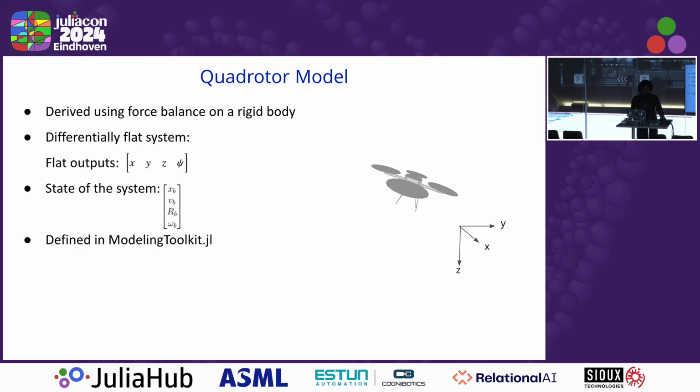I'll start off with a bit of a recap on my talk last year. The quad model is derived using force balance on a rigid body, and the quadrotor is a differentially flat system with flat outputs as the position in space, x, y, z, and the heading psi. So we use the position, velocity, rotation matrix, and the angular velocity to describe the state of our quadrotor. The dynamics are defined in MTK. The quadrotor is very well documented in controls, and it serves as a platform for showcasing controls, estimation, and other applications.